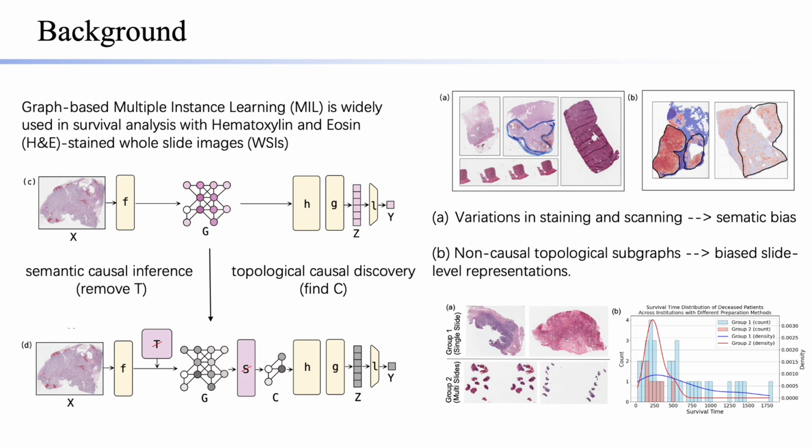The second is topological noise. When we build graphs from patches, not every region is important. In some cases, tumor is relevant, but background or stroma may confuse the model. So, to make survival prediction both reliable and interpretable, we need to remove the semantic bias caused by slide preparation, and at the same time identify the truly causal subgraphs that carry prognostic information.